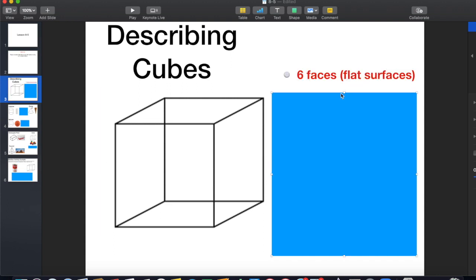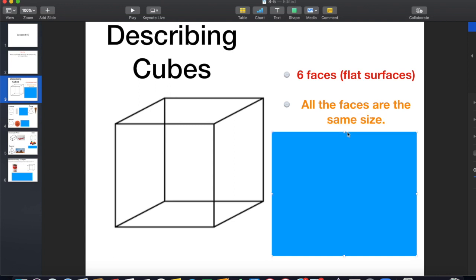So I noticed that this cube has 6 flat surfaces, which are called the faces. There's a flat surface here, which is 1. Here, which is a side, 2. 3, another side. 4, this flat surface or face back here. 5, the flat surface that is on the bottom. And 6, the flat surface that is on the top. So there are 6 faces on a cube.